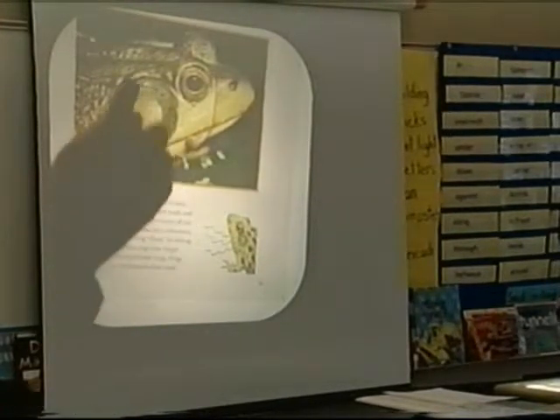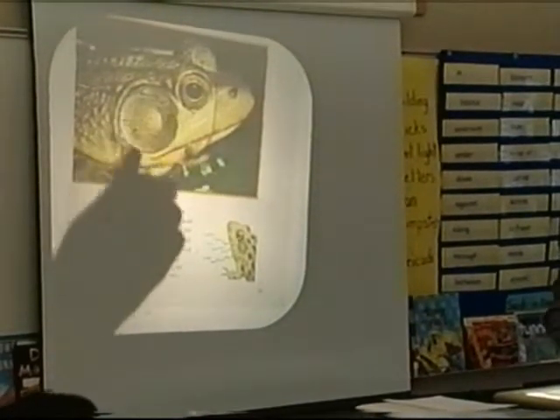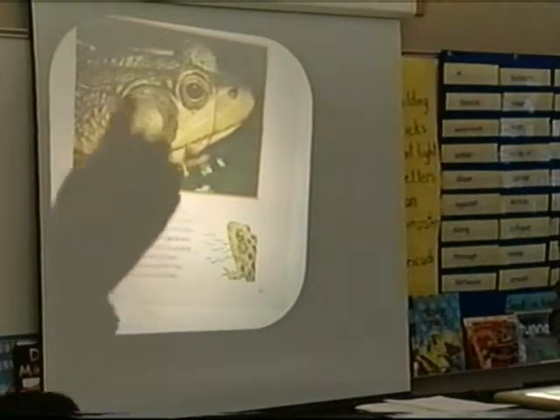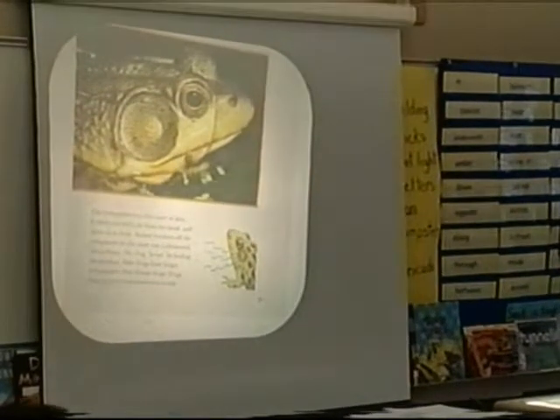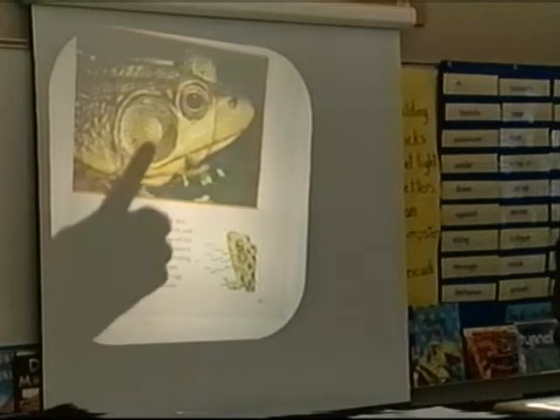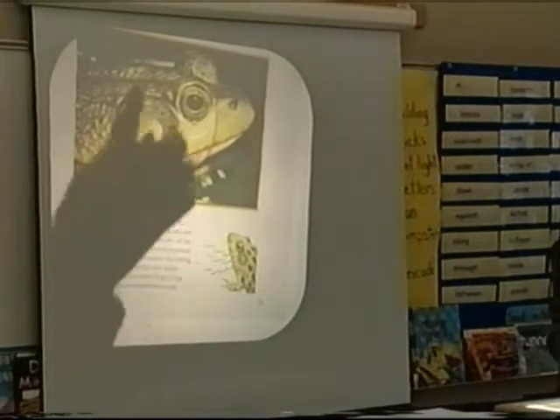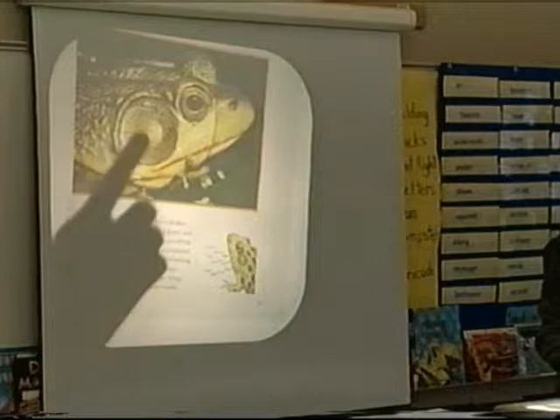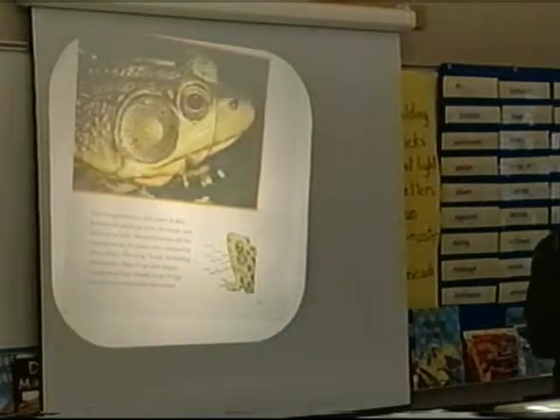Look at the picture of the frog up here. Look how big this circle is. It seems to me that's important. They didn't take a picture of the frog from the front where I can see it. They took it from the side. Well, look how prominent this circle is. It takes up a lot of the page. So I know that's important there too.